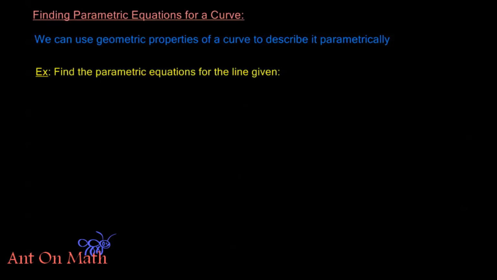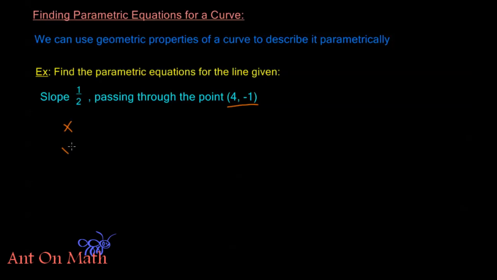Let's say we want to find the parametric equations for the line given. So first, let's say we're given the information that this line has a slope of 1/2 and the line is passing through the point (4, -1). Now a slope of 1/2 means that if y increases by 1, then x increases by 2, and I can use my initial point as well to do these parametric equations.